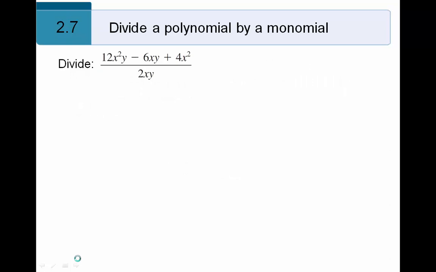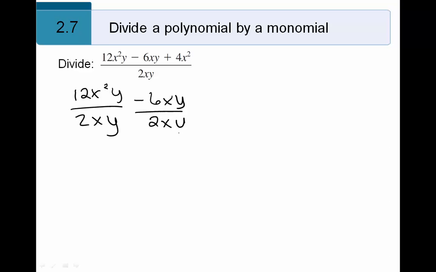In this problem, we have a trinomial divided by the monomial 2xy. So each of the terms in the numerator will be divided by 2xy. We'll have 12x squared y divided by 2xy, a negative 6xy divided by 2xy, and a positive 4x squared divided by 2xy.